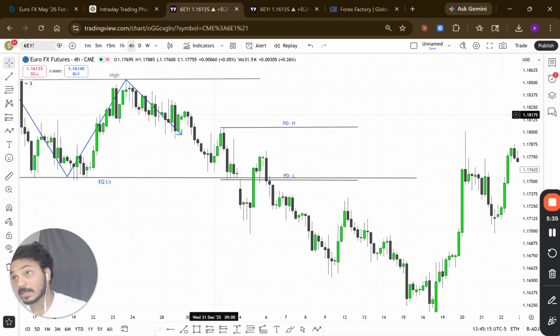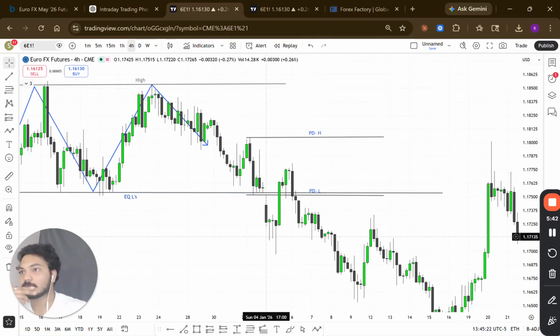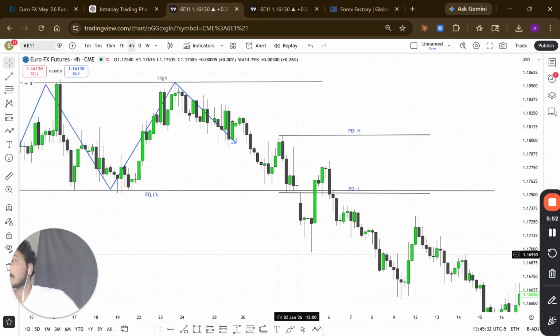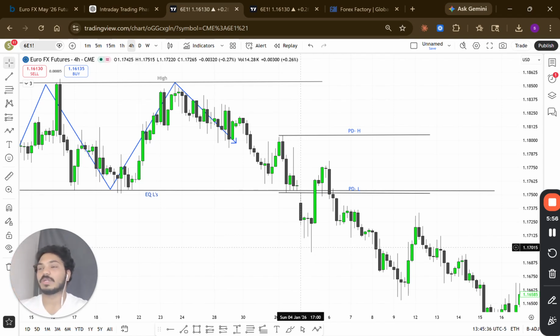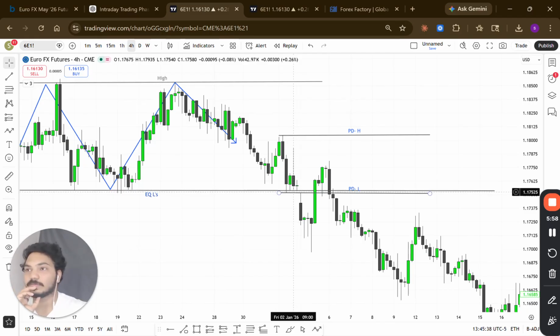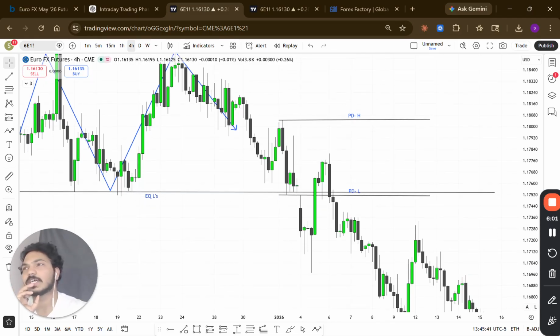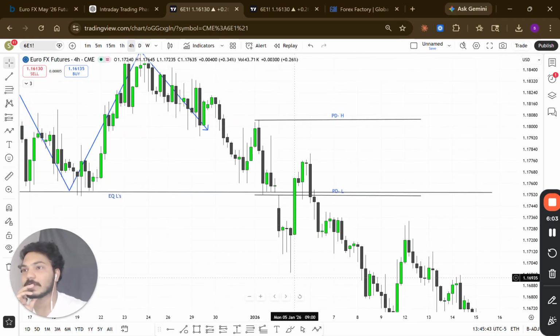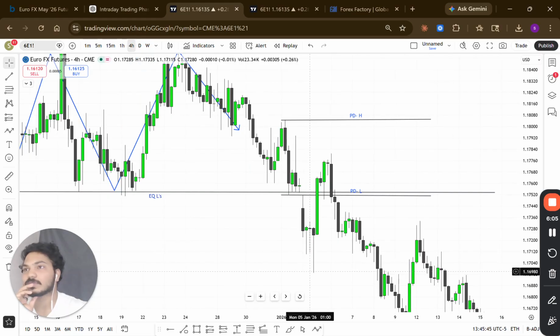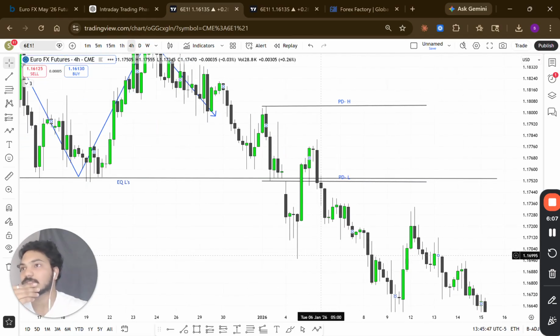So previous day high and low. It opened on Sunday, right? Here. It opened below the previous low, I'd say pretty much equal to the previous low. It went down. So let's also mark the swing high and swing low as well.